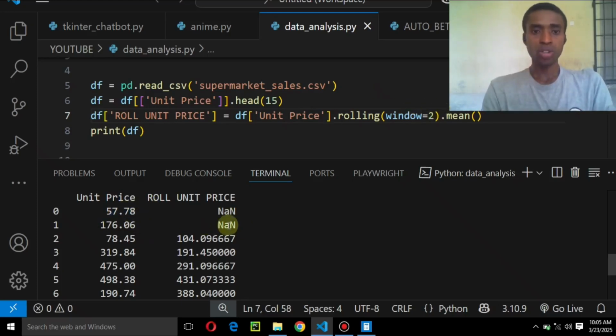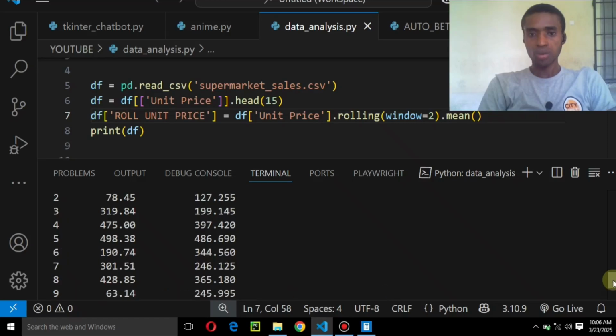So when we run this, we are going to get NaN initially here, but we are going to get a value here, because now there's a value: this initial value plus this initial value, divided to get the average, and it sets the average of these two here. But when it comes to the third row, it's going to take this one and this one. You can think of it in this way. Okay, let's run it and see.